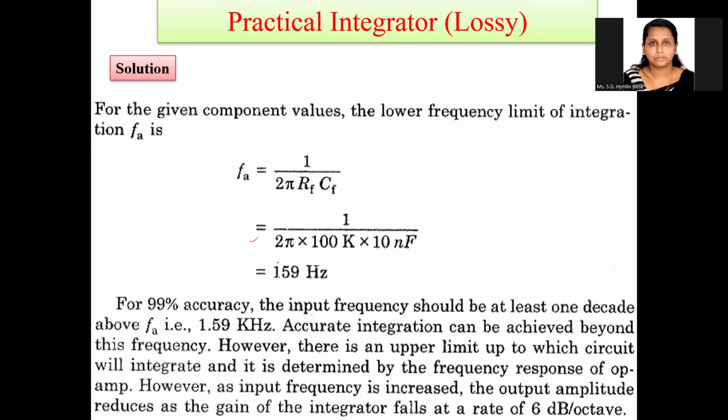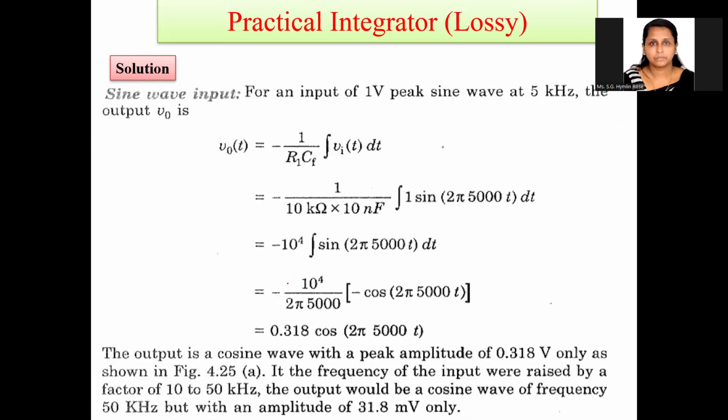RF is 100K and CF is 10 nanofarad, so it is 10 into 10 power minus 9 and 100 into 10 power 3. You will be getting 159 hertz. So for accurate integration, the input frequency must be at least 1 decade above Fa, that is 1500 hertz, above the 159 hertz. Okay.